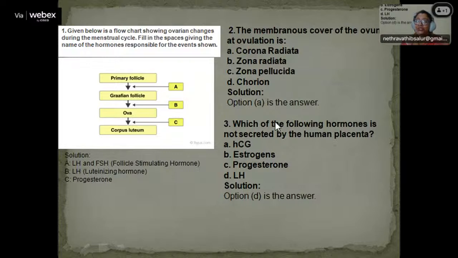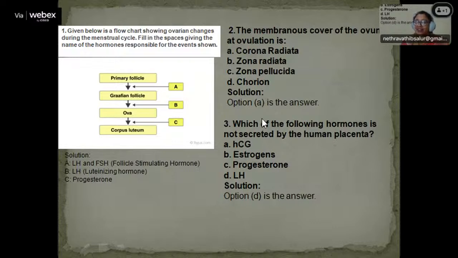Now, the third question is, which of the following hormones is not secreted by the human placenta? So please remember that word not. It is a negative question. So you have to underline this not because it is a negative question. We have to remove the odd one from here. So which is not secreted by the human placenta.